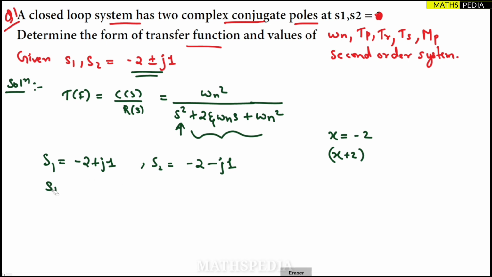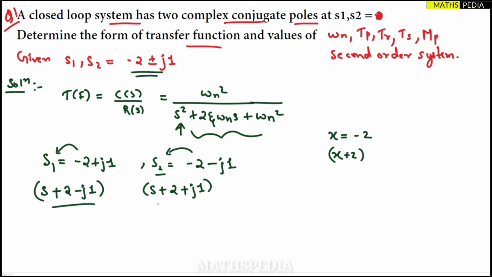When you solve, you have to write it as S and plus, this will come here, so it will become plus 2 minus J1, one factor will be this. And here S, this will come here, it will become plus 2 and plus J1. So I hope you understood what we are trying to do. These are nothing but the factors which will be present in the denominator. Why denominator? Because poles are in the denominator. This you might have studied.